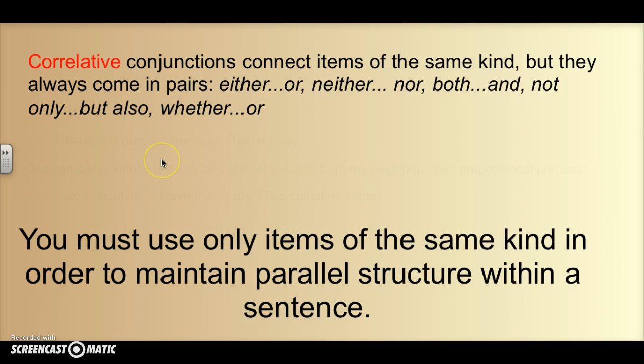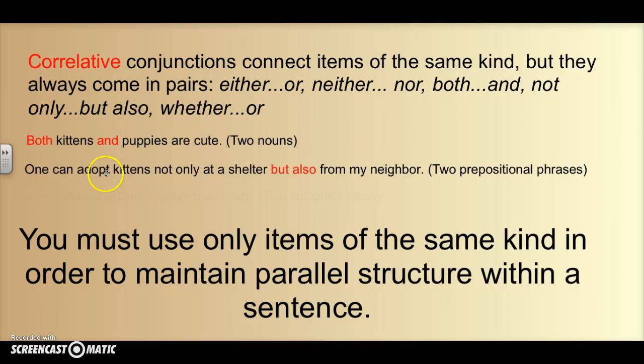Correlative conjunctions connect items of the same kind, but they always come in pairs. So you have these examples here: either/or, neither/nor, both/and, not only/but also, and whether/or. So some examples: both kittens and puppies are cute. One can adopt kittens not only at a shelter, but also from my neighbor. At a shelter and from my neighbor are both prepositional phrases.